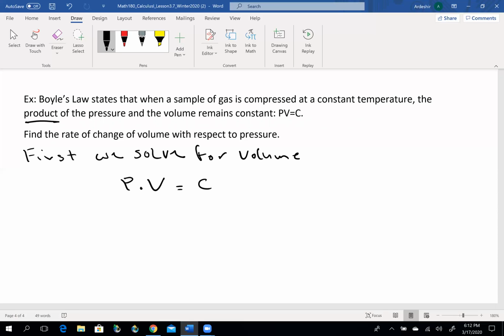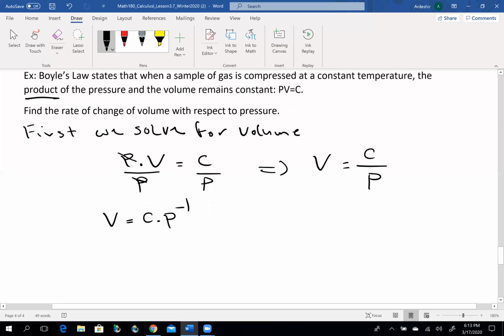If I want to solve for volume, I'm going to divide both sides by pressure. This and this is gone. So volume is equal to constant over pressure. To make it more convenient for finding the rate of change of volume with respect to pressure, I can rewrite it as volume equal to constant times P, bringing the P from the denominator to the numerator and changing the exponent to negative. So it's C times P to the power of -1.